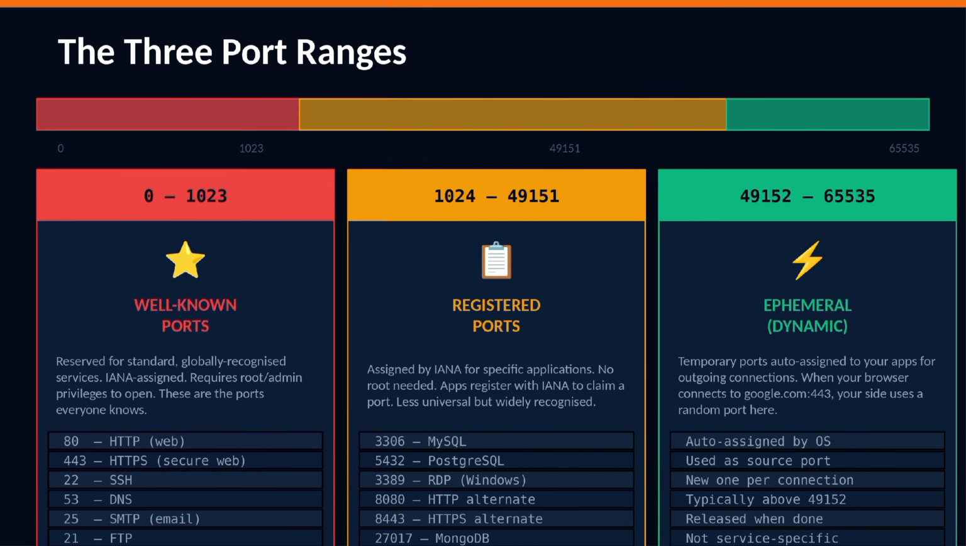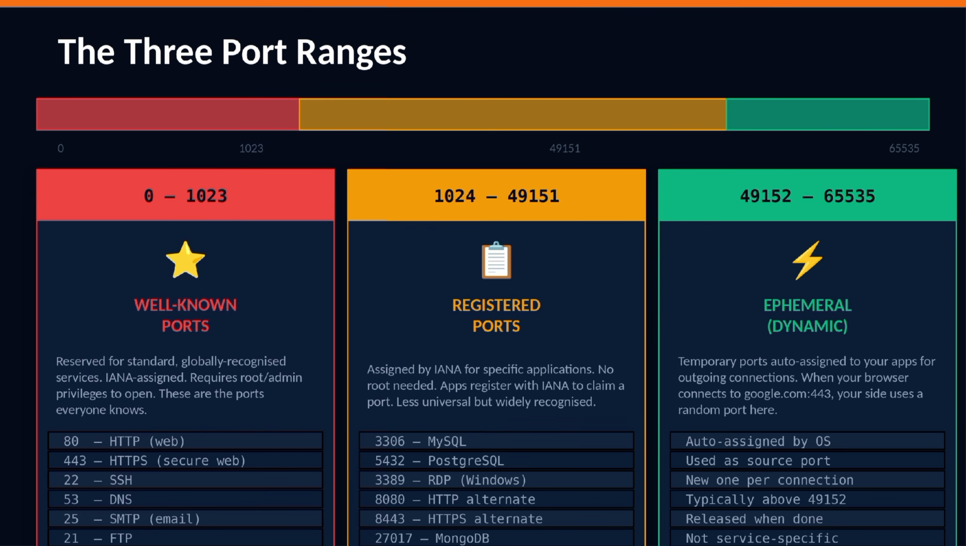Port ranges. Ports are divided into 3 main categories. Well-known ports. These go from 0 to 1023. These are reserved for standard services. Examples: HTTP, port 80, HTTPS, port 443, SSH, port 22, DNS, port 53, FTP, port 21. These usually require administrator privileges to use.